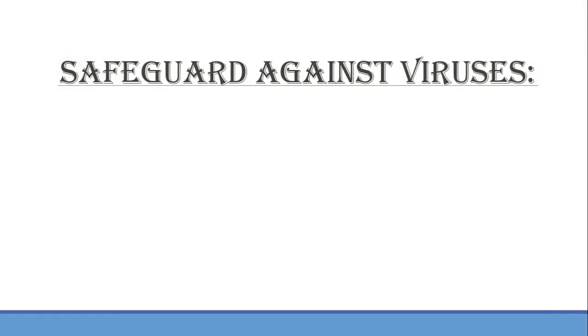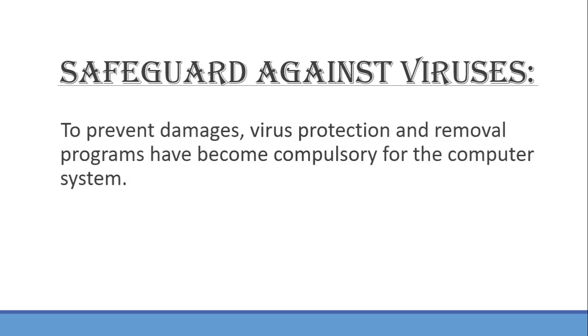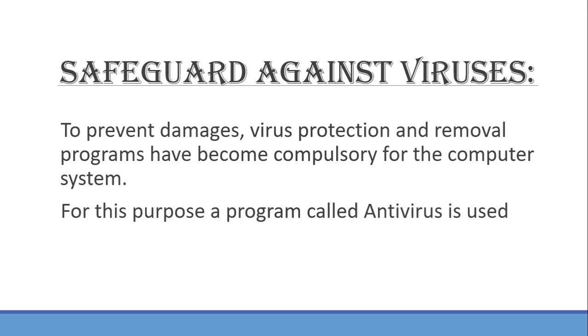Now the question is safeguard against viruses, or we may simply say, how are we going to prevent these viruses, or how are we going to save our computer system from viruses. To prevent damages, virus protection and removal programs have become compulsory for our computer system. For this purpose, a program called antivirus is used. For the prevention of viruses, we use antivirus. Anti is the opposite of virus, right? It is to prevent our computer system from viruses.